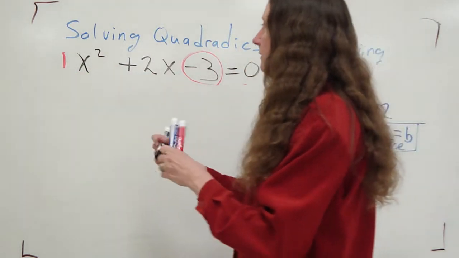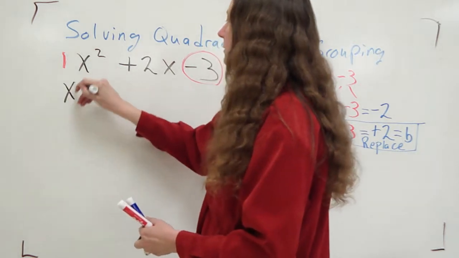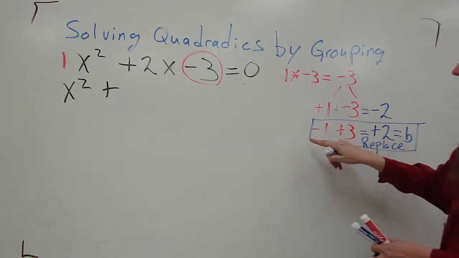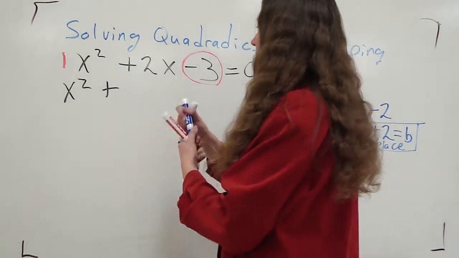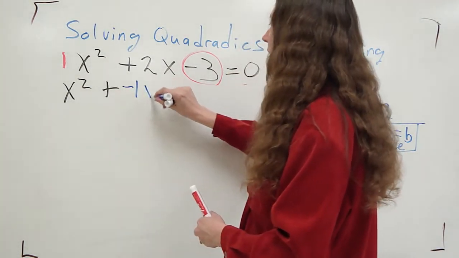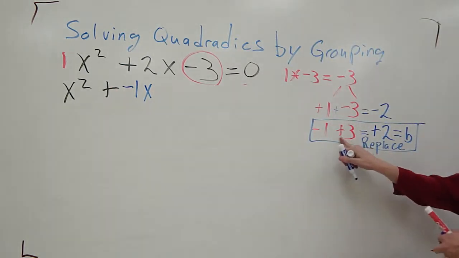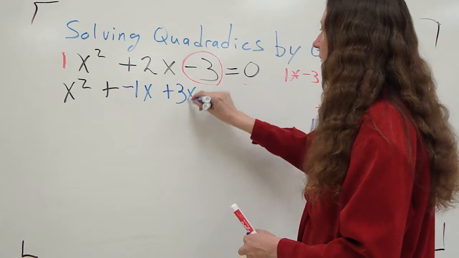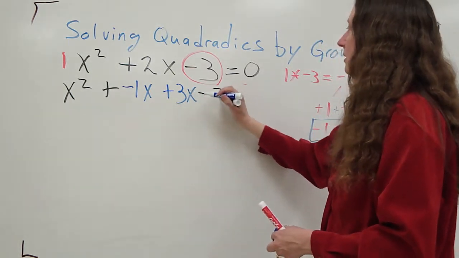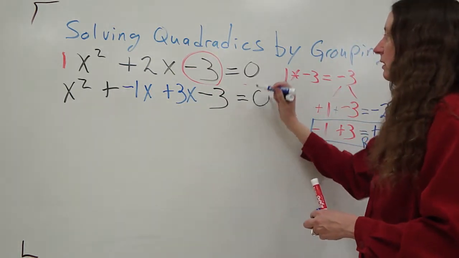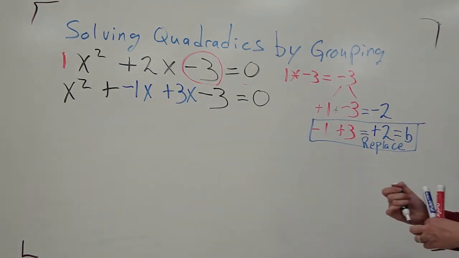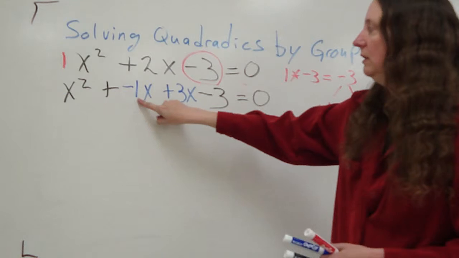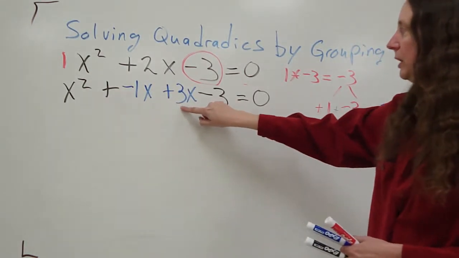I now have x squared plus negative 1 x plus 3 x minus 3 equals 0. So the 2 was replaced by the negative 1 plus 3.